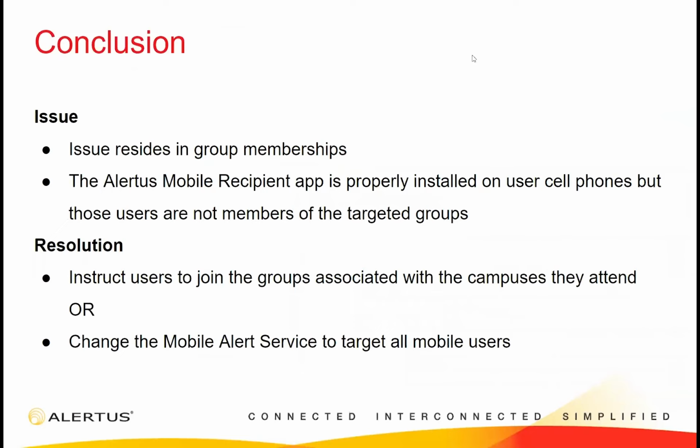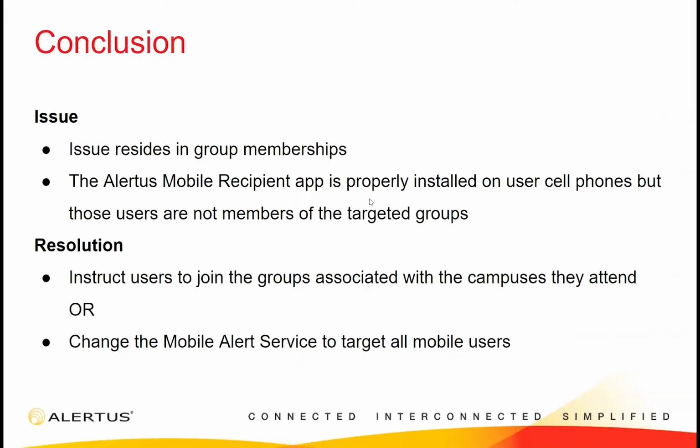So to conclude this, we go ahead and file a report to our stakeholders. We say we investigated, we found the issue resides in our group memberships. Although our faculty members are part of the Alertus mobile recipient app, and it is installed properly on their phones and they are registered, they're not a member of the groups that were targeted.